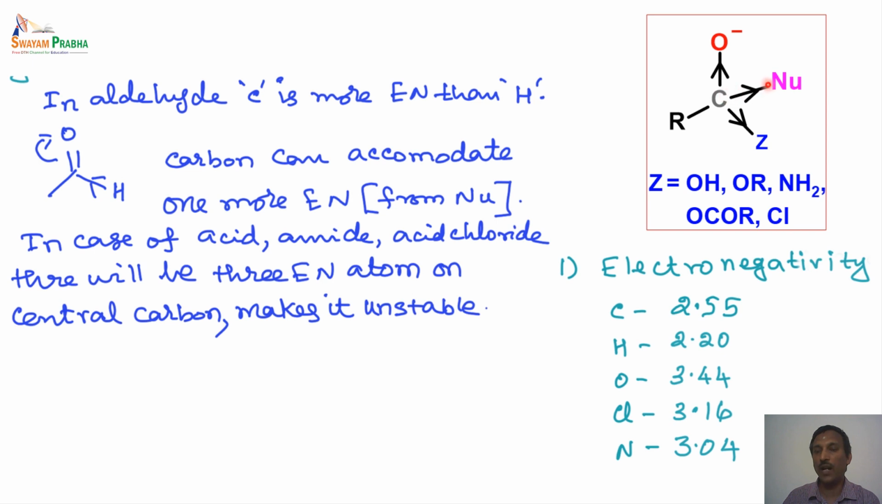So if an addition reaction takes place, there are three groups which pull their electron towards themselves, making this carbon highly unstable. That is the reason the nucleophilic addition reaction does not take place in the case of acid derivatives. Only nucleophilic substitution takes place.